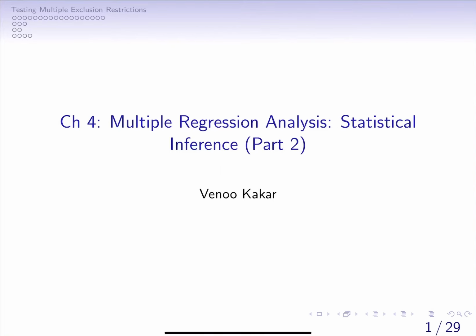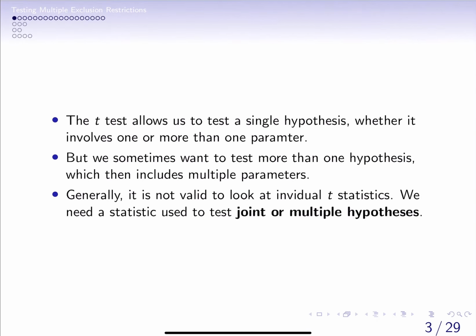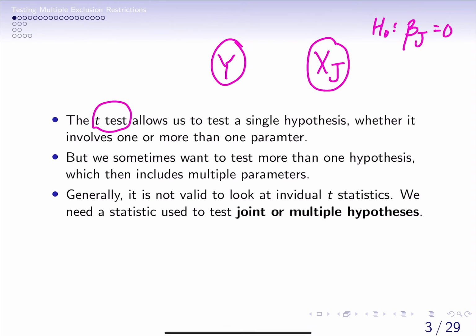In this video, we will talk about testing multiple linear restrictions using the F-test. Now, remember that when we use the t-test, that was allowing us to test whether a particular variable xj had no partial effect on y. So when we set up that null hypothesis that said beta j is equal to 0, we were testing the partial effect that xj has on y.